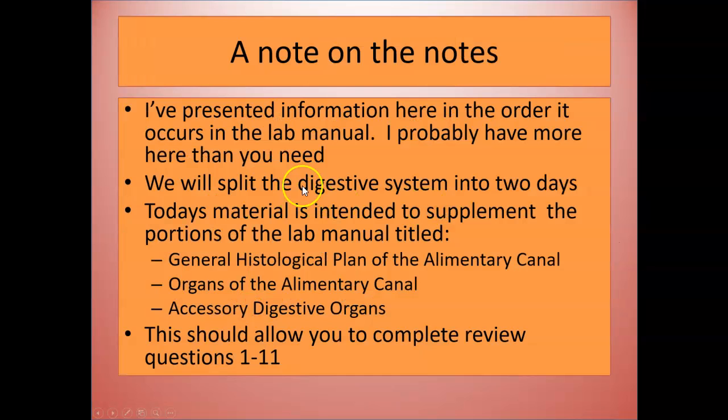There's a little note on the notes here. The presented information is in the same order as in the lab manual, which is slightly different than the textbook, so if you're looking at the textbook, it's going to be different. We'll try to split into 2 days. Today's material is going to cover the first part of the lab manual: general histological plan of the alimentary canal, organs of the alimentary canal, and accessory digestive organs. This should allow you to complete questions 1 through 11 in the review question section.